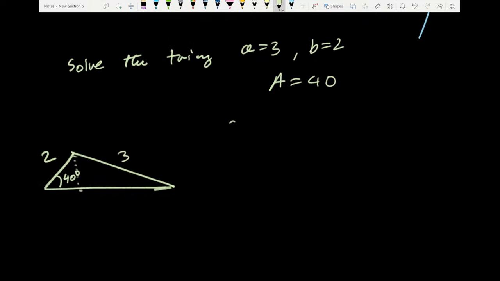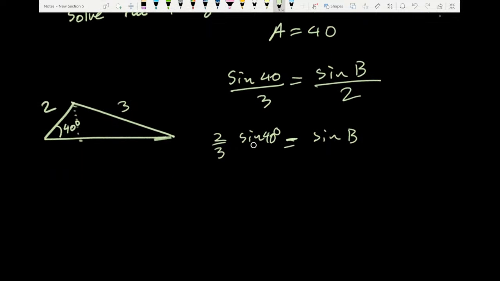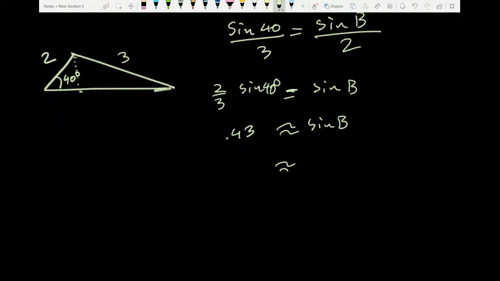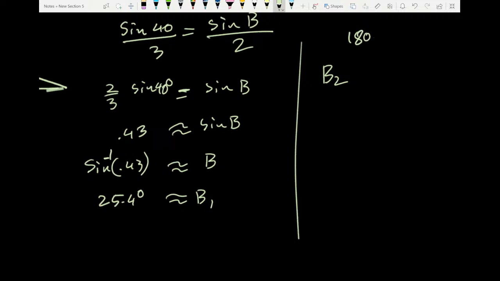Here's the reason why. Let's look at sine of 40 over 3 equals sine of angle B over 2. Sine of B equals 2/3 sine of 40. And if we just use the calculator, roughly sine of B equals 0.43. So B equals sine inverse of 0.43, and that will give me the possible B1 angle of 25.4 degrees. Now, what about the B2 angle? B2 would be 180 minus 25.4, and you'll get 154.6.